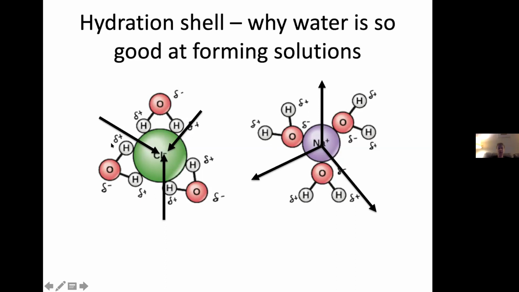And this ends up giving us fairly stable, these are called hydration shells around the chlorine and the sodium. And so it's a very good solute.